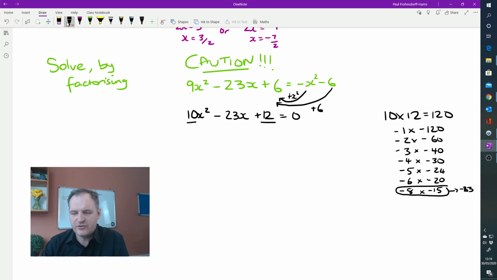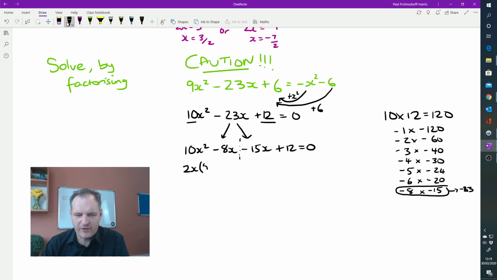Therefore, if that's minus 23, we can split this into 10x squared minus 8x minus 15x plus 12 equals 0. We're going to cut it down the middle. This has got 2x going into the 10. 10 and 8 both divide by 2, and the x is in each.